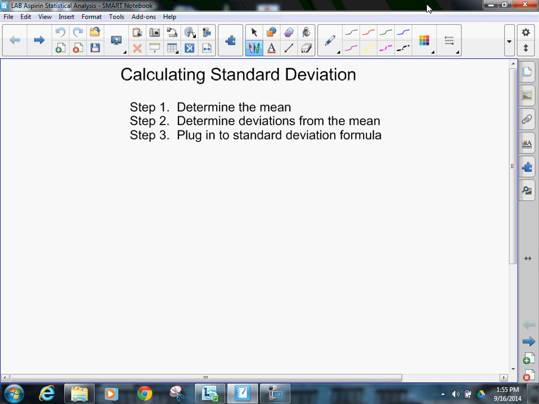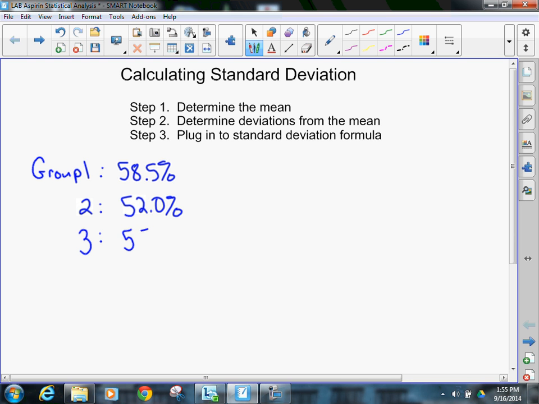So let's look at some data that was collected by the class. Group number 1 got a 58.5% yield. And group number 2 got a 52.0% yield. Group 3 got a 55.2% yield, and group 4 got a 56.3% yield. So the first thing we have to do is calculate the mean.